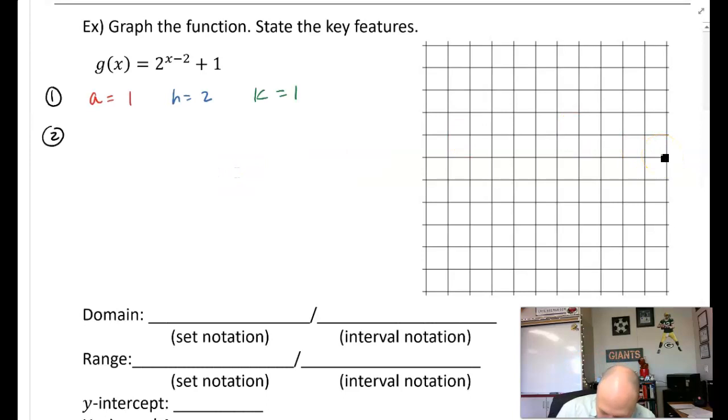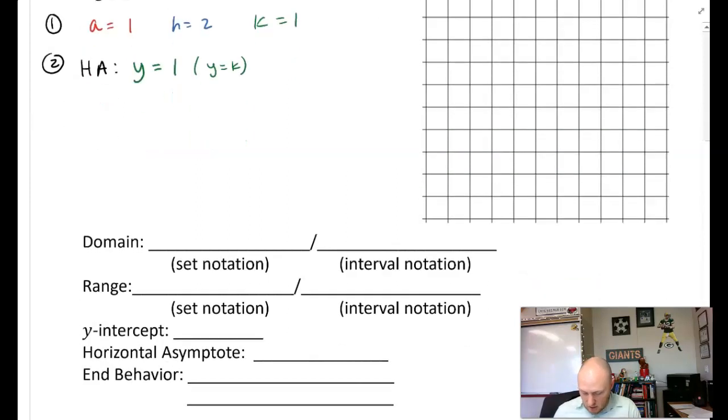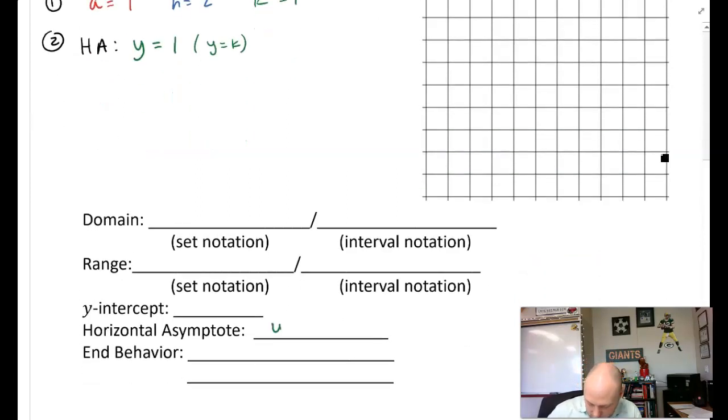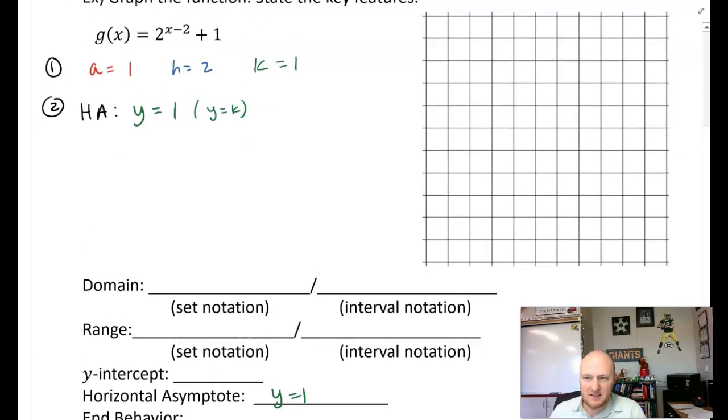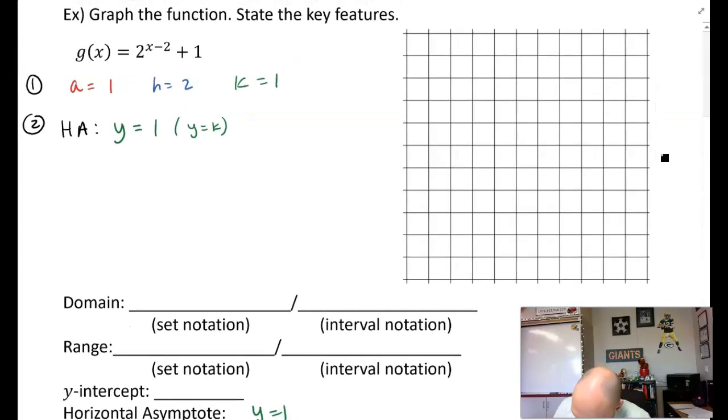Number 2, you need to go ahead and figure out what your horizontal asymptote is. This is going to be a key feature of your graph. And remember, it's just y = k, whatever that is. So you can go ahead and add that here to your key features, y = 1. There's our horizontal asymptote. Okay, so I'm going to go ahead and place some axes here.